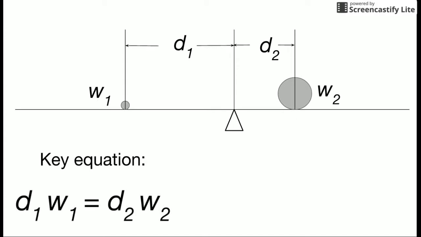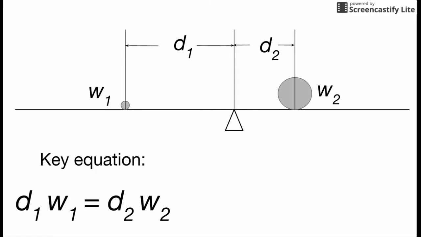The left-hand side of this equation is called the torque exerted on the rod by weight W1. This torque tends to rotate the rod counterclockwise. Similarly, the right-hand side is the torque exerted by weight W2 and is a clockwise torque. This equation says that for the rod to be balanced, the two torques must eliminate each other's effects. This is the only new equation in this video. Everything else will be obtained by rearranging terms and changing some of the notation in this equation.